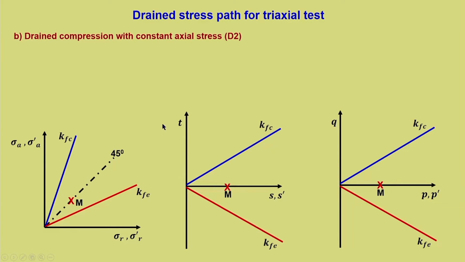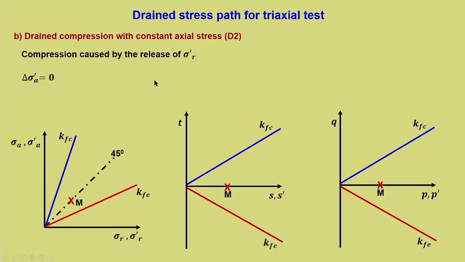Now, the second case is drained compression with constant axial stress, designated by D2. There is a triaxial sample, there is an axial stress, there is a radial stress. How do we bring about compression in this sample? It is told that sigma A dash remains constant. Now, what is the possibility of compression? Release sigma R dash. So, when you release it, there is a tendency to undergo compression under constant sigma A dash. So, compression is caused by release of sigma R dash.